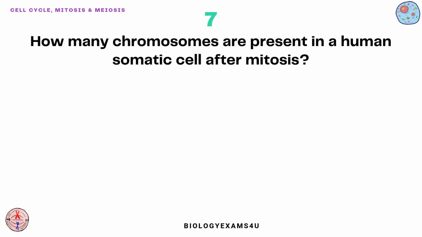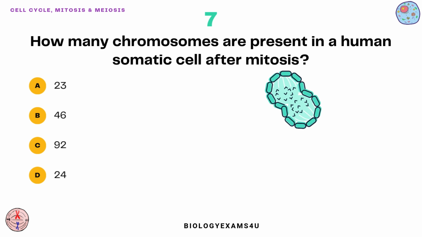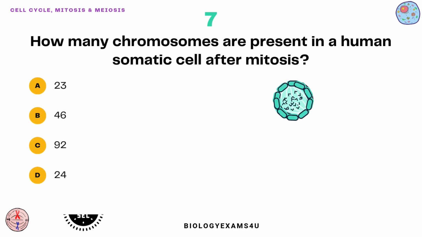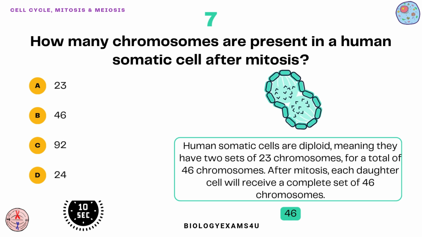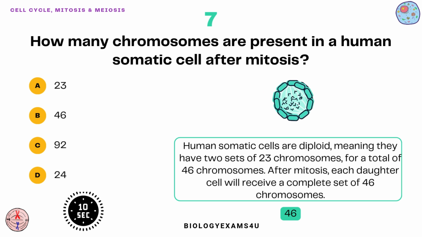Question number 7. How many chromosomes are present in a human somatic cell after mitosis? Options are A. 23, B. 46, C. 92, D. 24. Correct answer is B. 46. Human somatic cells are diploid. That means they have two sets of chromosomes. That is 46 chromosomes. After mitosis, each daughter cell will receive a complete set of 46 chromosomes.